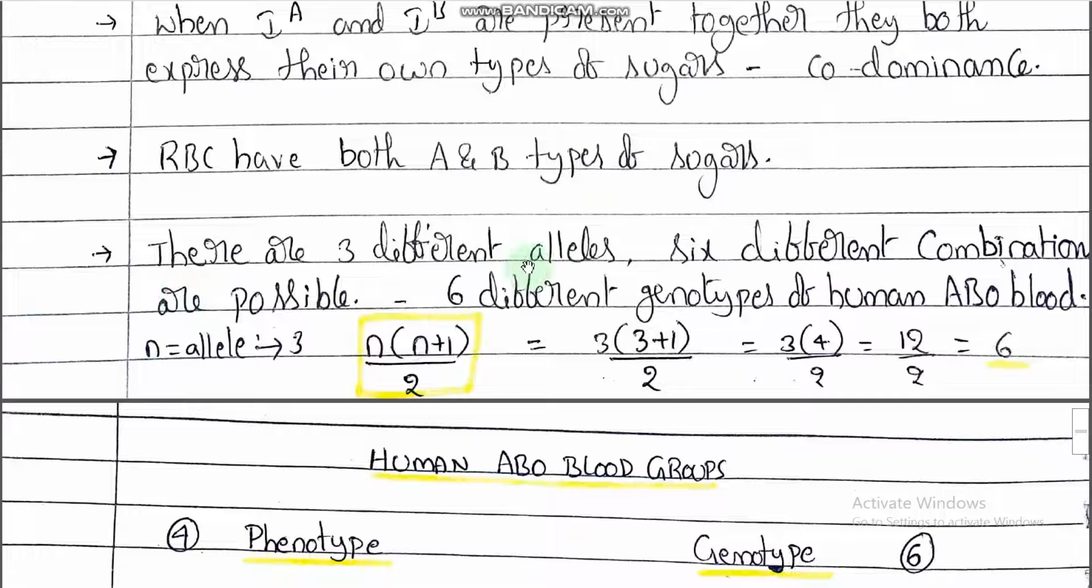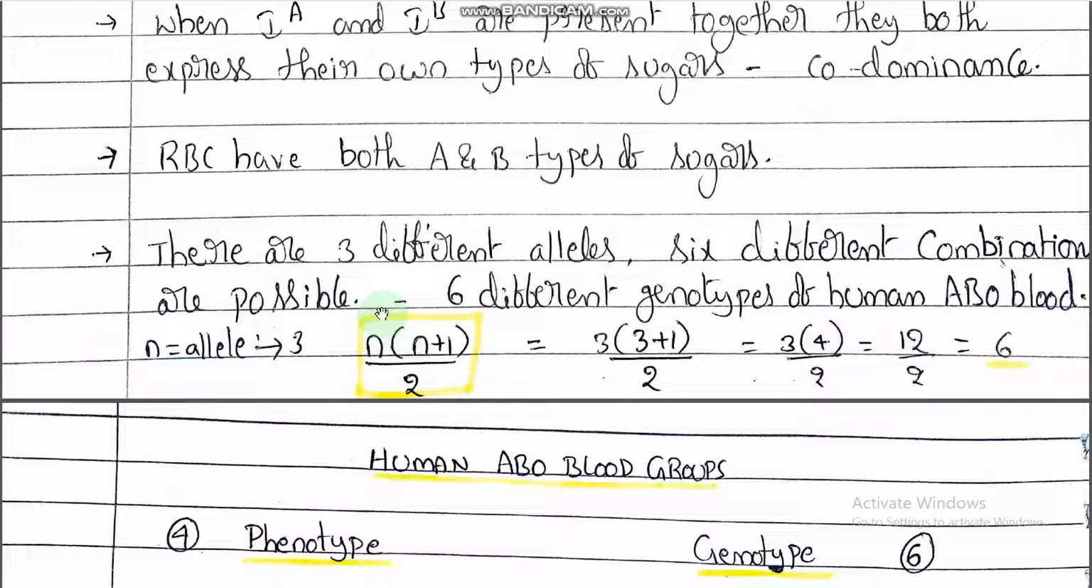And these are 3 different alleles. There are 3 different alleles and 6 different combinations. So, when 3 different alleles are present, 6 different types of combinations are possible. Combinations are nothing but genotypes. 6 different genotypes of the human ABO blood group. There is a standard formula, n into n plus 1 by 2, that gives 6 different types of genotypes. Here n indicates the number of alleles, right? So, 3 different alleles, 6 different types of genotypes.